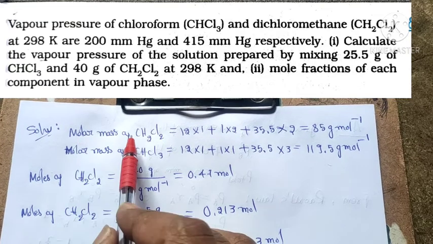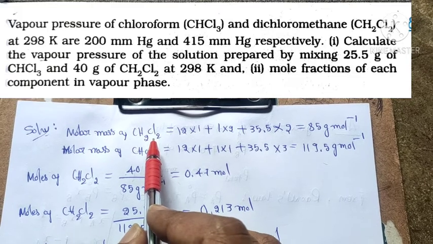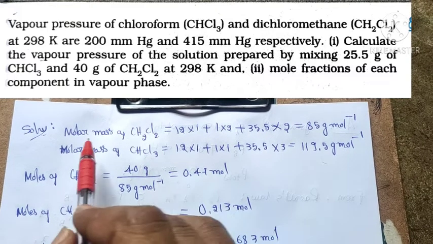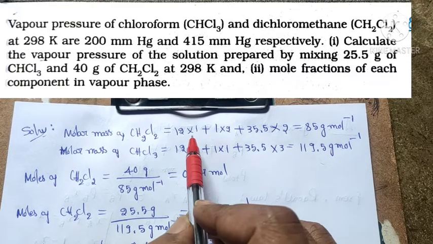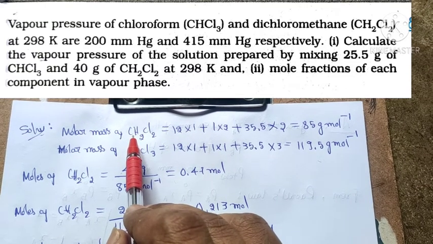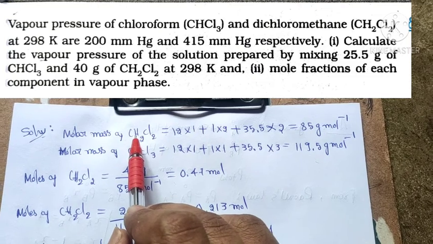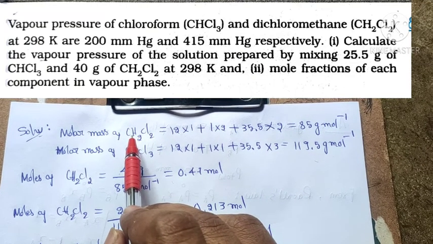First, the molar mass of CH2Cl2, which is dichloromethane. First calculate the molar mass. We can identify it from the atomic weights of the atoms, so this is the sum of the atomic weights of each atom.